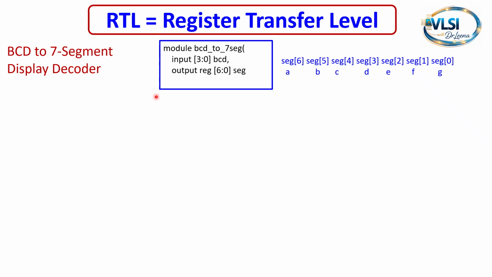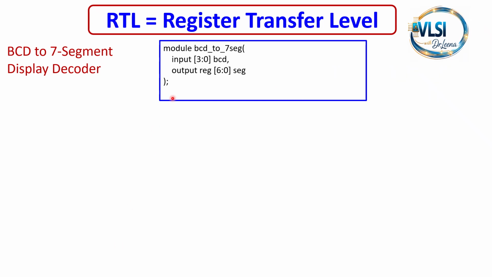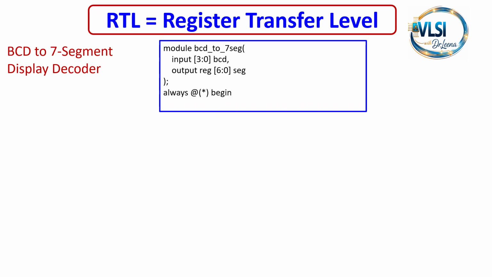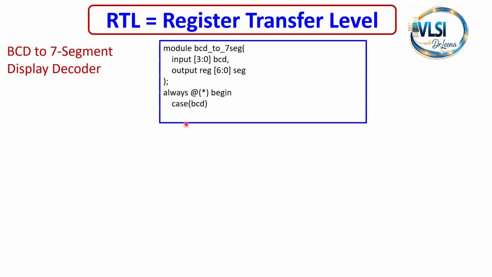And here we are using the reg. Reg is used because the value is assigned inside an always block. After assigning the inputs and outputs, we close the bracket and go into the operation. Here the always block runs whenever the input changes, and this is combinational logic. Now we give the next statement, that is case BCD. Here the case checks the value of the BCD input. Depending on the value, the correct 7 segment pattern is selected.